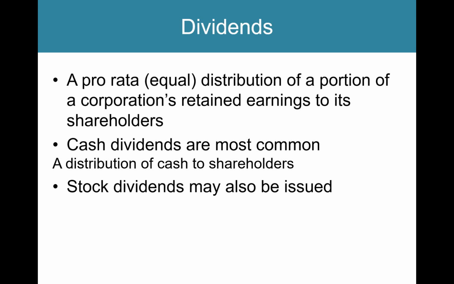Let's talk about dividends. A dividend is a pro rata or equal distribution of a portion of a corporation's retained earnings to its shareholders. And cash dividends are the most common type of dividend. This is where a company has enough money or they've got an excess of cash and they just want to give some of that back to the shareholders. A company can also issue what's called a stock dividend, and that's where for every shareholder you give them some shares in return.